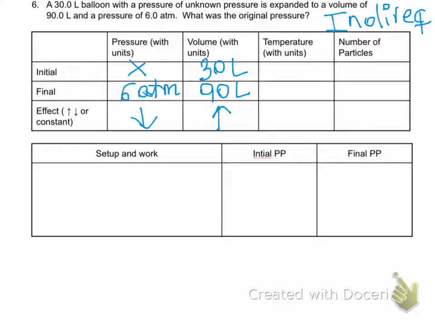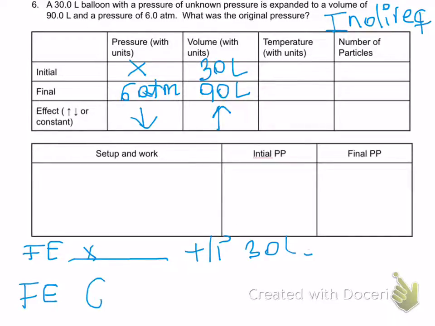We're going to set up our "for every" statements. I don't have a whole lot of room up here, so I'll just do it on the bottom here. So for every x, or blank, there is 30 liters. And for every 6 atmospheres, there is 90 liters.